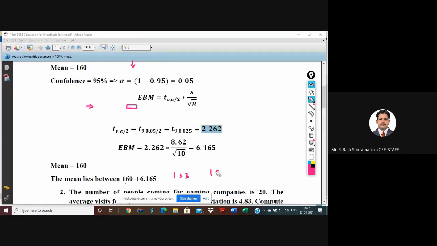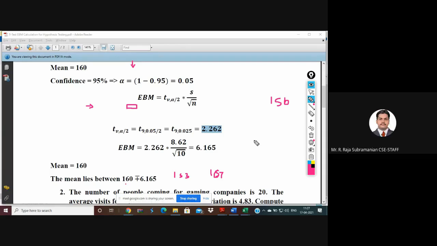That is, it can be around 153 to 166. Now my question will not be asking this. I'll be saying whether this number 156 lies in the error bound or not. You say yes or no. You need to calculate and say.